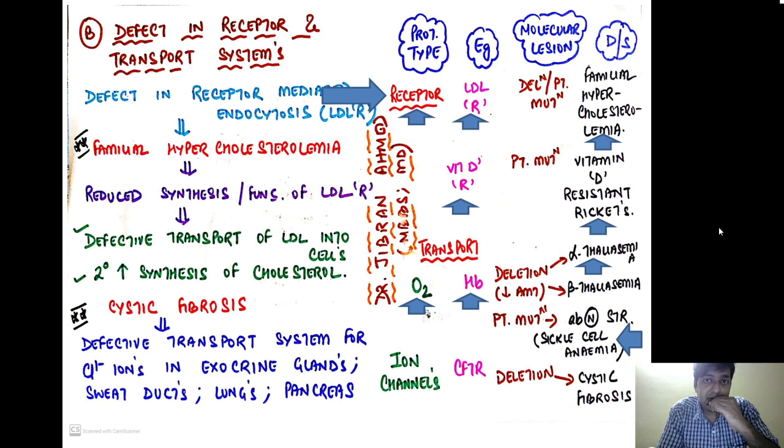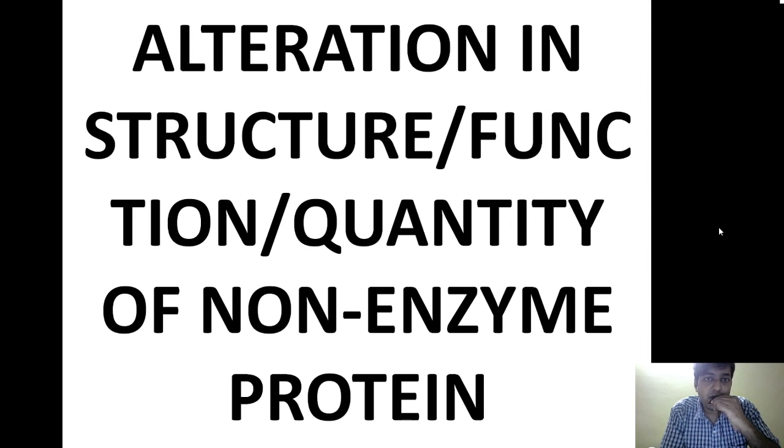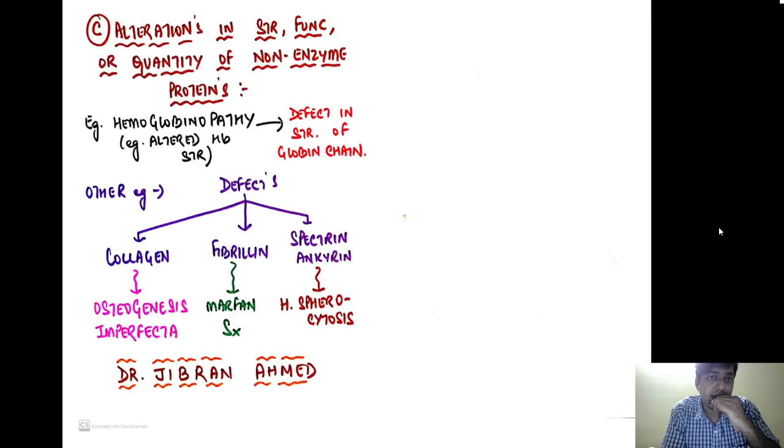Now the second type in the transport is defective ion channels, like the defective CFTR protein. It might occur because of certain deletion, and it leads to a condition called cystic fibrosis. Now let us do the third important alteration, that is when there is an alteration in the structure, function or quantity of non-enzyme protein. Let us look at the non-enzyme protein. For example, hemoglobin is a non-enzyme protein.